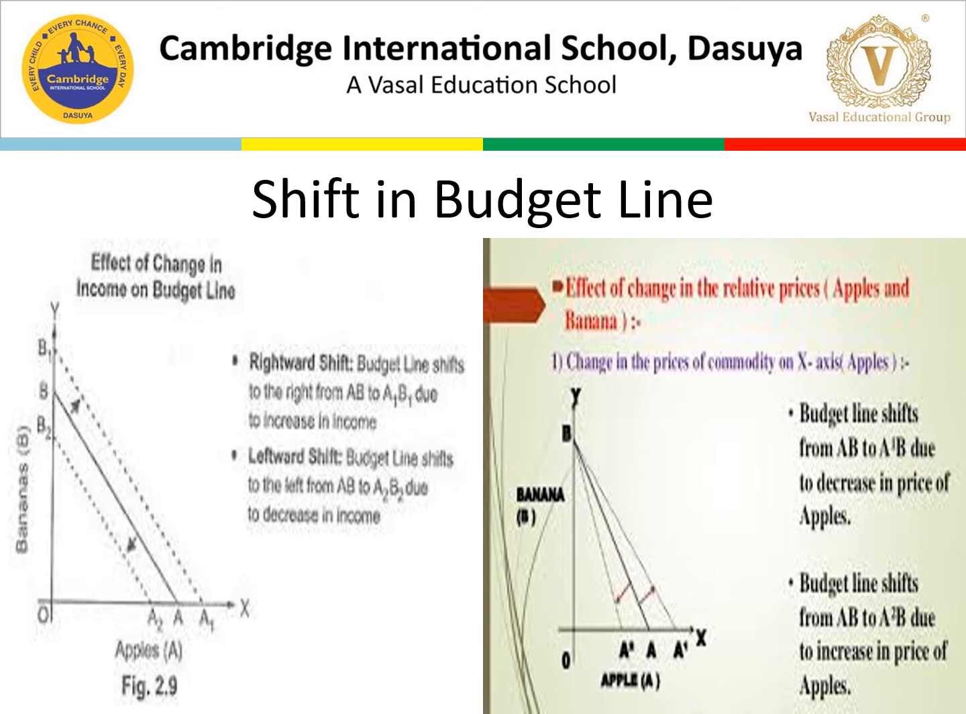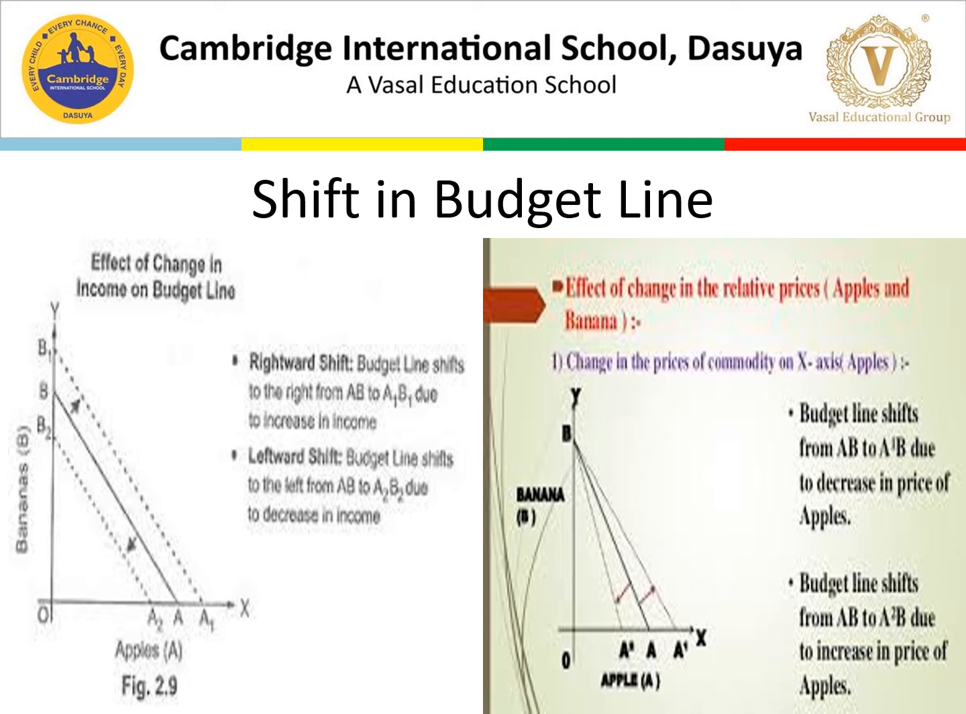So if my income is increased, my budget is also increased, so it will shift to the rightward side. If my income is decreased, my budget will also decrease, so it will shift to the leftward side. So it will be shifting to A2B2, to this side, because my income is decreased. It is a very simple concept, not a very difficult one.